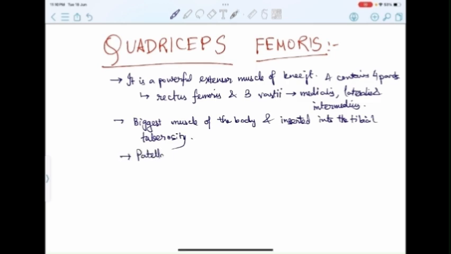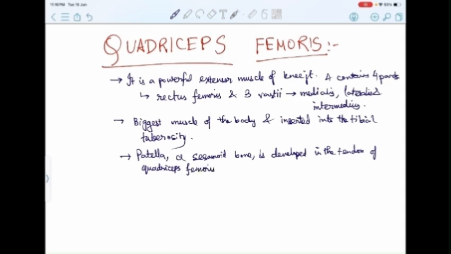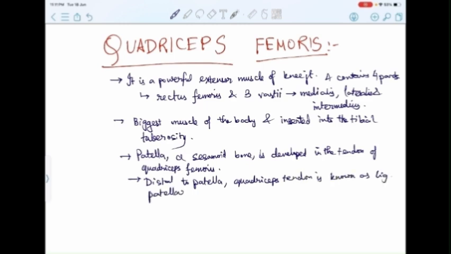Patella, a sesamoid bone, is developed in the tendon of quadriceps femoris. Distal to the patella, the quadriceps tendon is known as ligamentum patellae. I hope you have learned about ligamentum patellae in the discussion on the genicular anastomosis, and we'll learn about it further in the discussion regarding the knee joint.